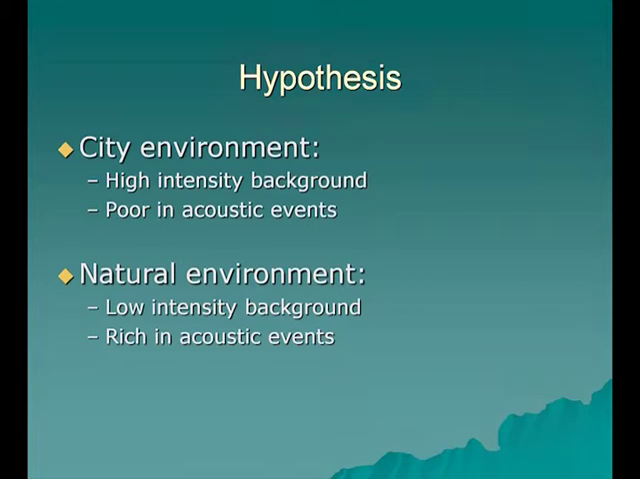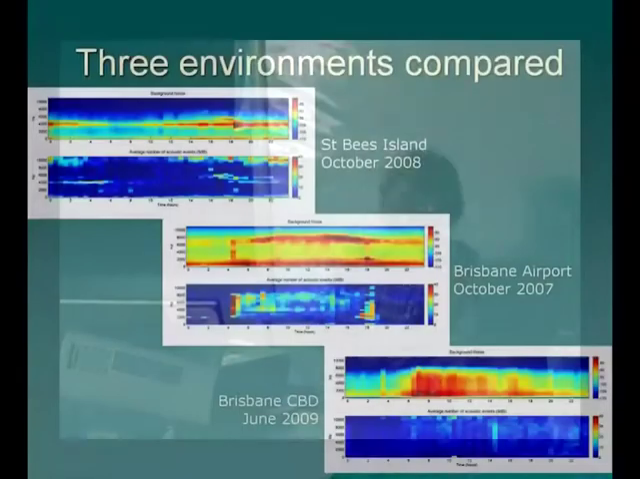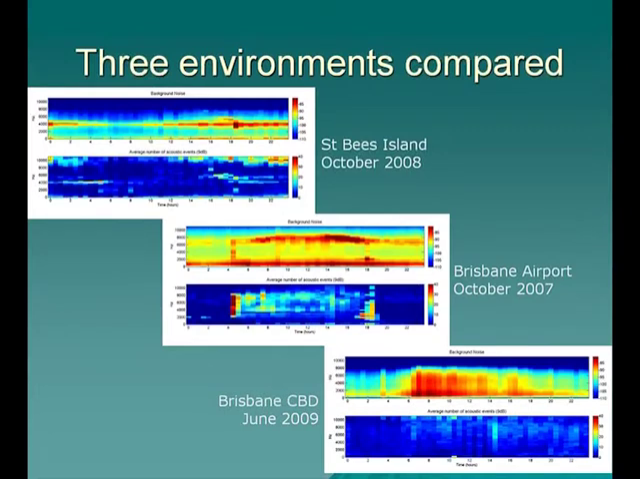And I had the good fortune to be able to compare 3 different environments. The top left is St. Bees Island, so that's, if you like, an undisturbed site. In the middle is the Brisbane Airport site, which I've just shown you, and bottom right is the Brisbane CBD, actually. Each of these graphs makes perfect sense if you understand the environment.